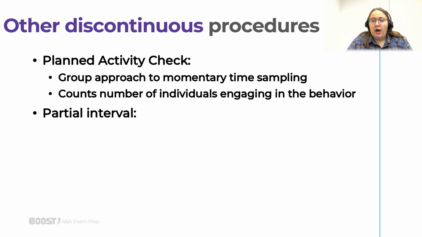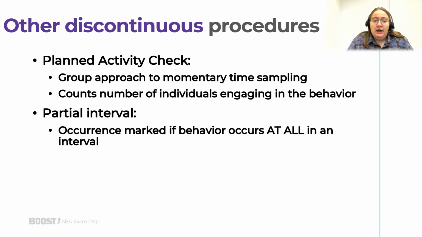Partial interval is another common discontinuous measurement approach in which you mark behavior as occurred if it was present at any point in the interval. So beginning, middle, end. If it occurred at some point in the interval, you mark it as a yes. So it could have occurred for half a second. The fact that it occurred in the interval, you mark it as a yes. So it tends to overestimate behavior.